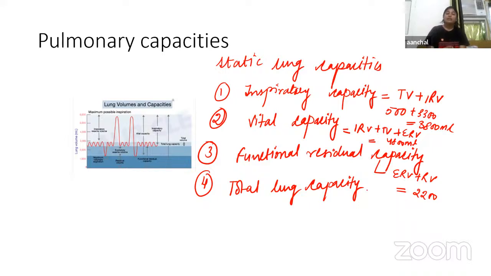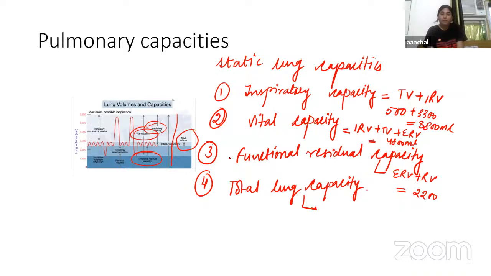Okay. Now, finally, we have total lung capacity. As we can see in the chart also, we have inspiratory capacity, vital capacity, functional residual capacity, and total lung capacity. Total lung capacity means the volume of air that is present in the lungs after a deep inspiration. Like I'm inspiring, expiring, but if I forcefully inspire with all my efforts, that volume of air present inside the lungs is total lung capacity.